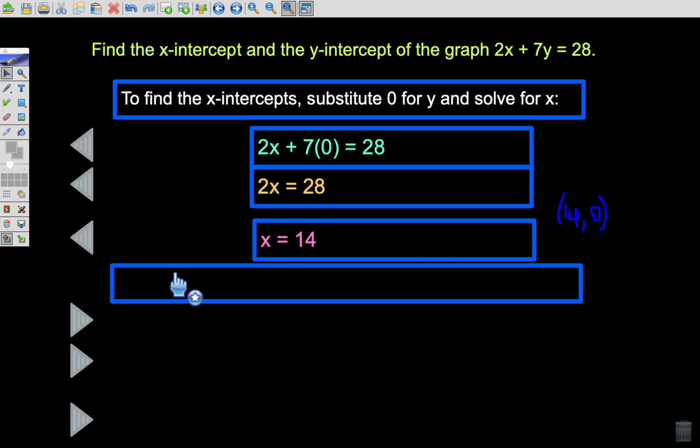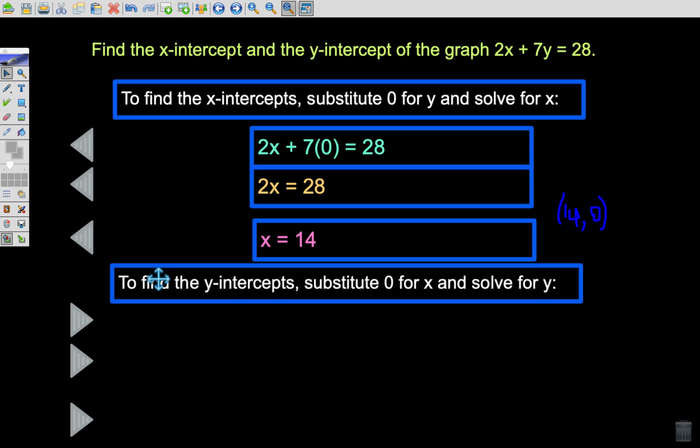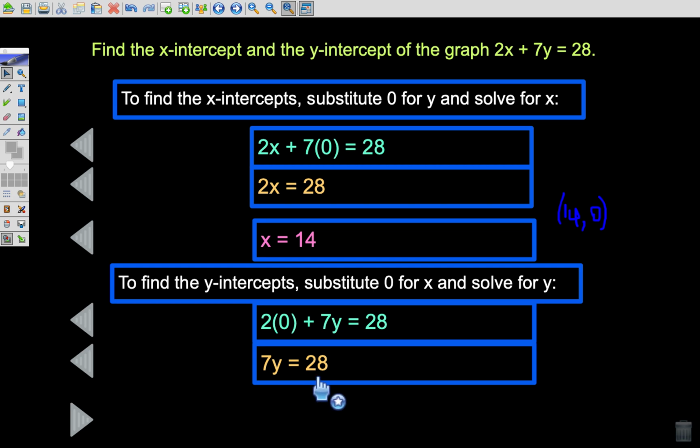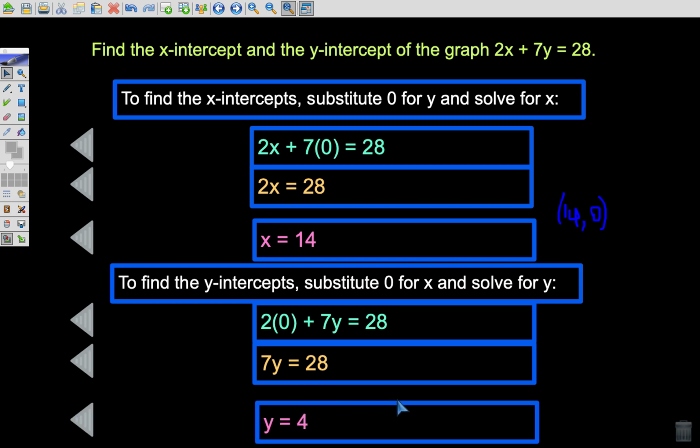All right, now if we want to find the y-intercept, we're going to substitute 0 for x because that point lies on the y-axis. So we don't go left or right, but then we go up or down onto the y-axis and we plot our point. And then once we do that, we will solve for y. So we take the same equation, that's what we're graphing, and we put 0 in for x. So it's 2 times 0 + 7y = 28. Then we get 7y = 28. Divide by 7 and y = 4. So that gives us the point (0, 4).